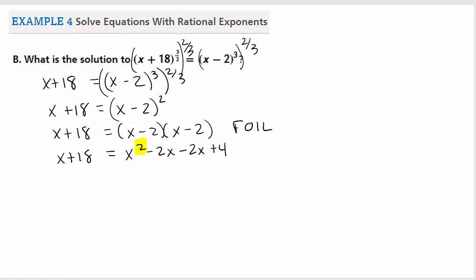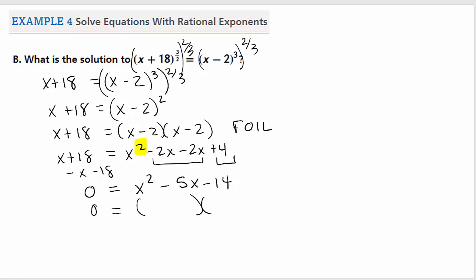Now we need to solve, so that means that we have to focus on the fact that we do have an x squared, so we're going to bring everything to one side before we solve. So I'll subtract x and subtract 18 from both sides. We get x squared. We have -4x here, and then we're going to subtract another one. So -5x, and then we have 4, we're going to subtract 18, so we end up getting -14.